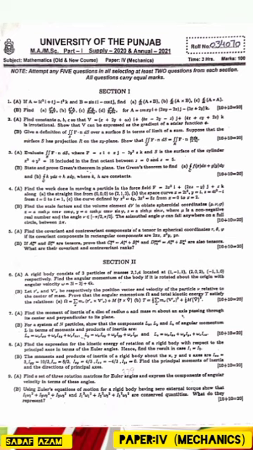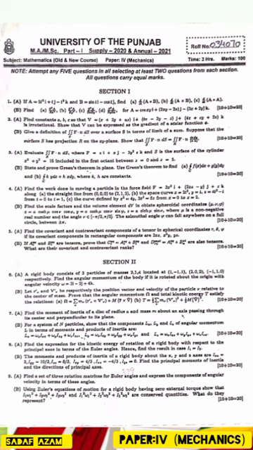Question number 8a. Find the expression for the kinetic energy of rotation of a rigid body with respect to the principal axis in terms of the Euler angles. Hence, find the result in case I1 is equal to I2.